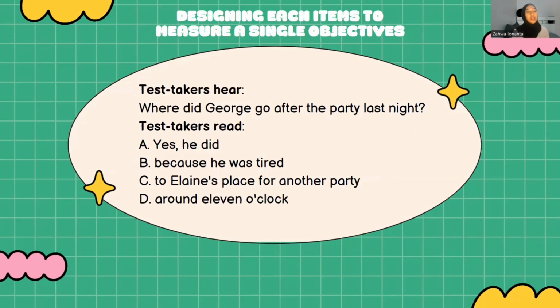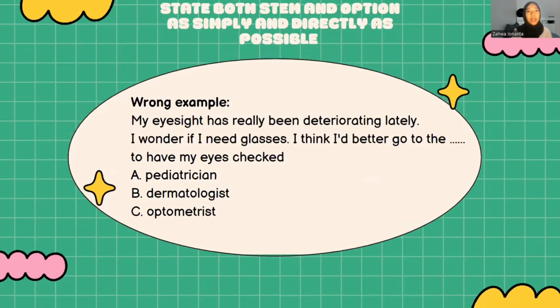And the weakness you can see on page 7.2. Designing each item to measure a single objective. This is the example. And then state both stem and options as simply and directly as possible. This is one example.